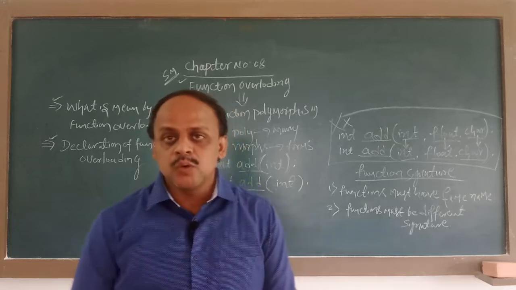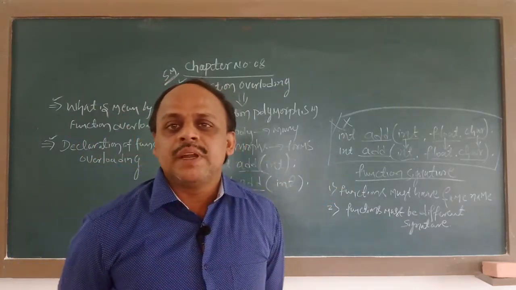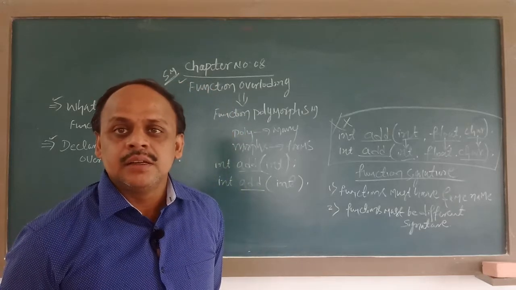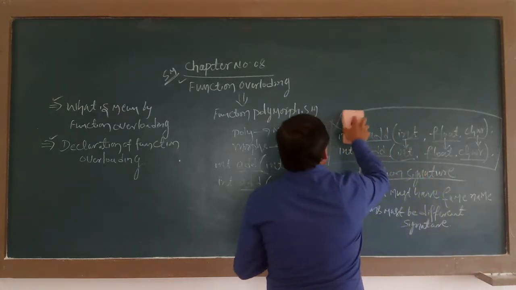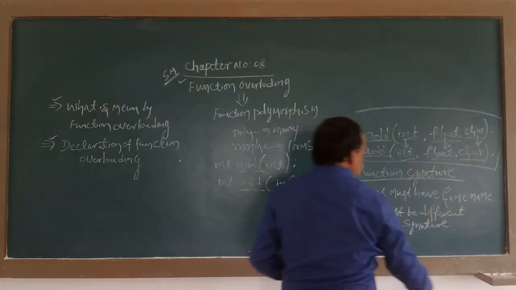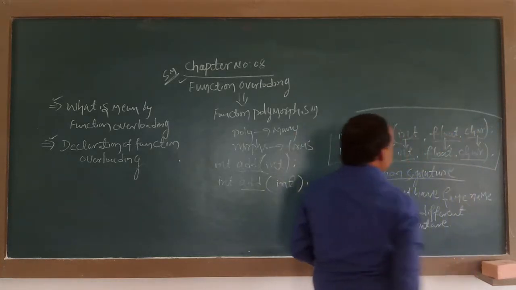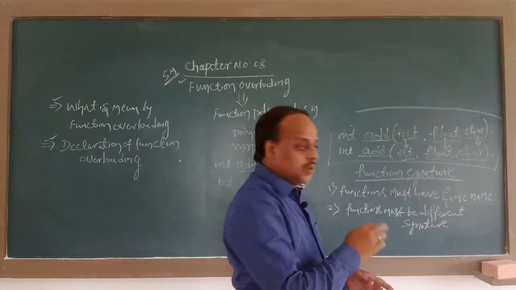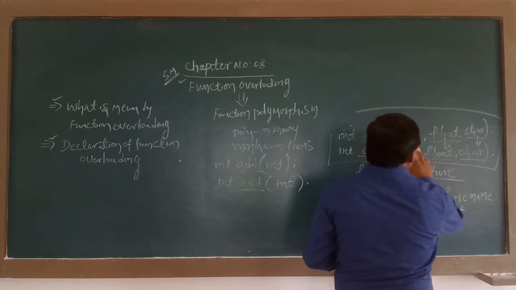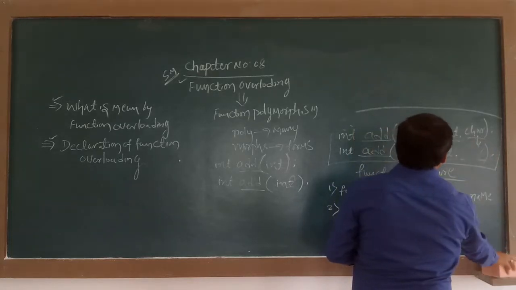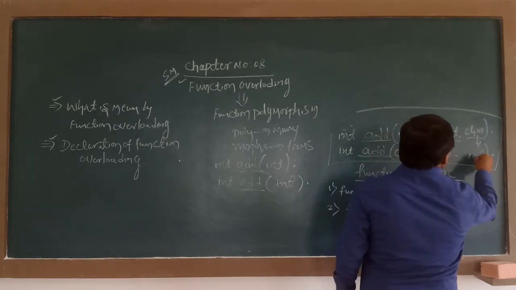So what do we have to do? We have to make the declaration of the arguments' order different. So to make it function overloading, we have to make changes here. That is, the argument list int, float, char is there, so we have to make a change. This order must be changed. We have to make it char, int.